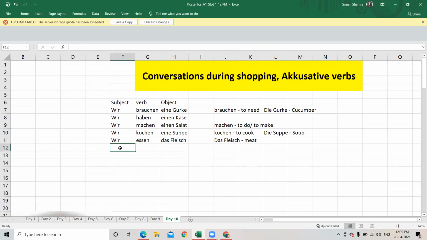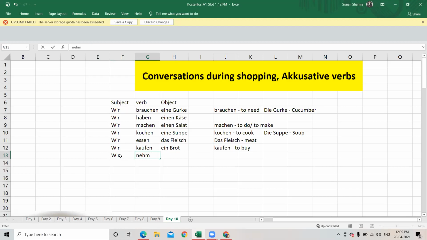Okay, let's move forward. Next verb is kaufen. The verb kaufen is to buy. So we are kaufen ein Brot. Brot we have done. Brot is bread. The verb kaufen means to buy. Kaufen is to buy.